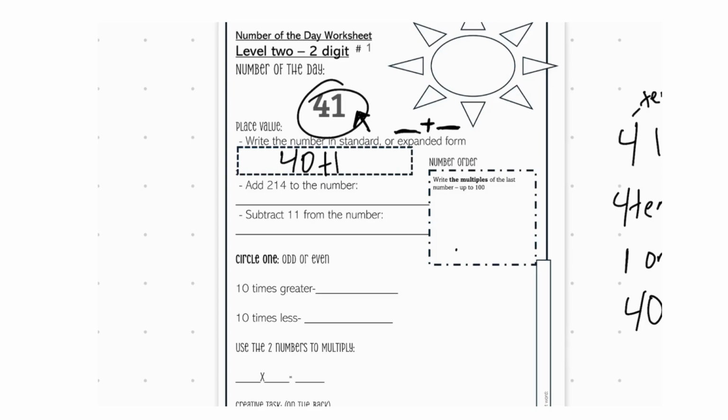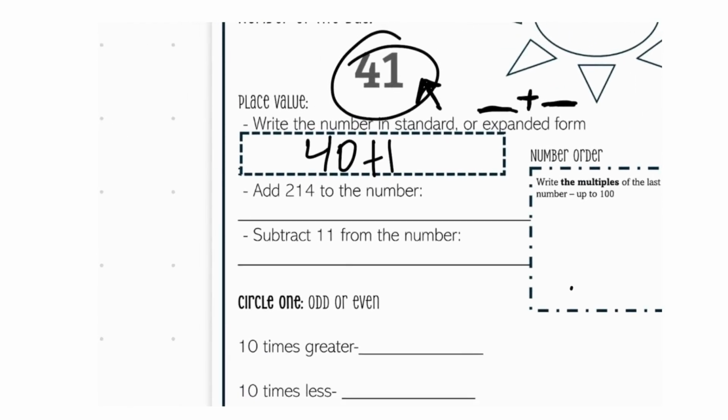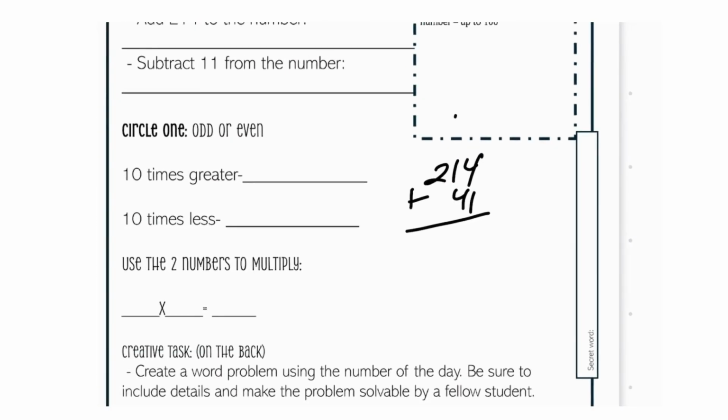Now we're going to add 214 to this number. So we have 214 plus 41. We add the numbers in the ones place: 4 plus 1 equals 5. Then we have 1 plus 4, which equals 5. Then we have our number in the hundreds spot, which is the 2. So if we add 214 plus 41, we get 255.